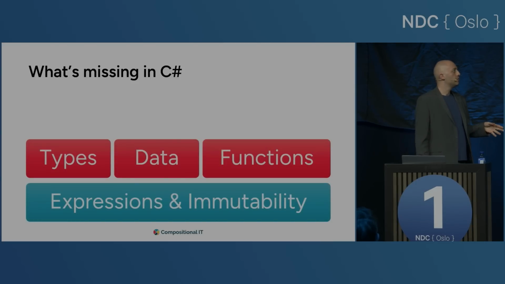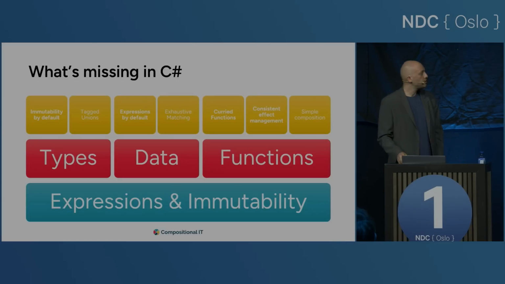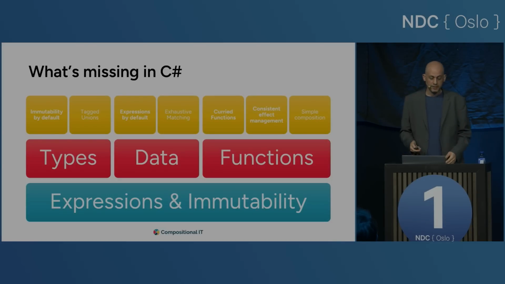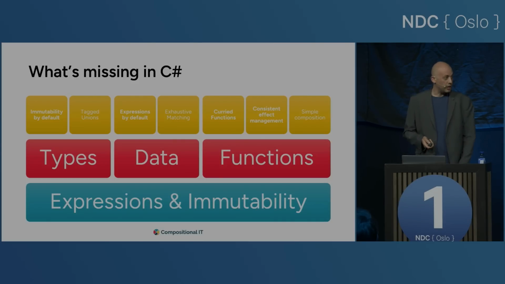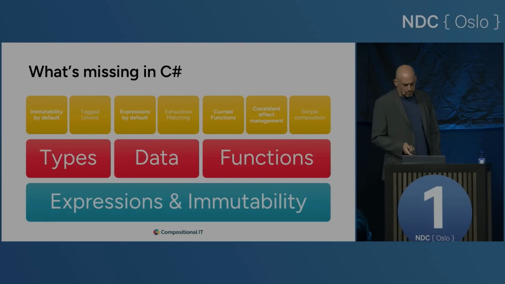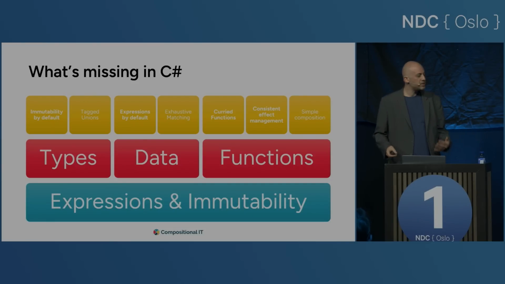What is missing, though, from the language, and where might it be going next? Now, I can't speak for the C# team, but these are the sorts of things I would expect to see in the future, if C# is continuing down this journey of adding more functional features. These would be things like union types. Has anyone heard of union types? Yeah, a few of you. OK, good. We'll go through a quick example of that. Probably exhaustive matching will come in as part of that, and maybe simpler composition.